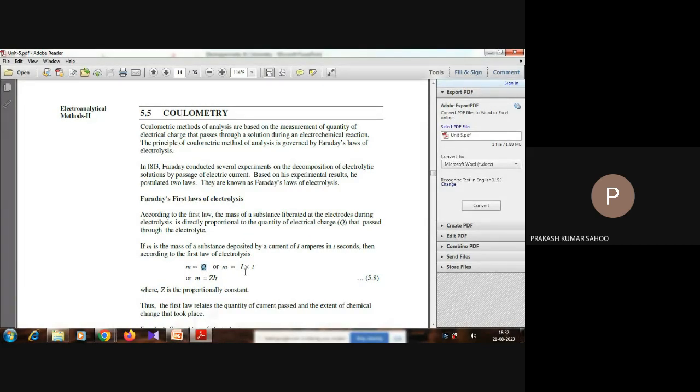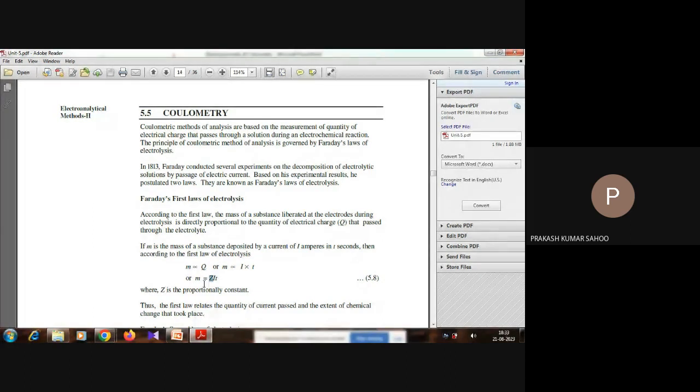So M proportional to IT, M equal to ZIT. Z is a proportionality constant, otherwise known as the electrochemical equivalent, ECE. So how to define Z? When I equals 1, that is current equal to 1 ampere, and T is equal to 1 second, then M equals Z.